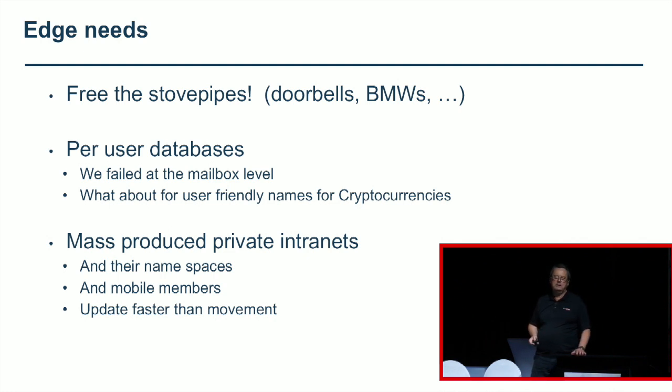There's some work in the IETF to do that. But if you don't know what can talk to what, I don't see how you ever secure it. We think we need more in the way of per user databases. We tried to do that for mailbox names. We didn't succeed. But one of the problems you have with cryptocurrencies these days is that there's no real way to identify your counterparty. Or perhaps there's about 200 different ways to identify your counterparty and no one standard. And again, the mass-produced kind of private systems.